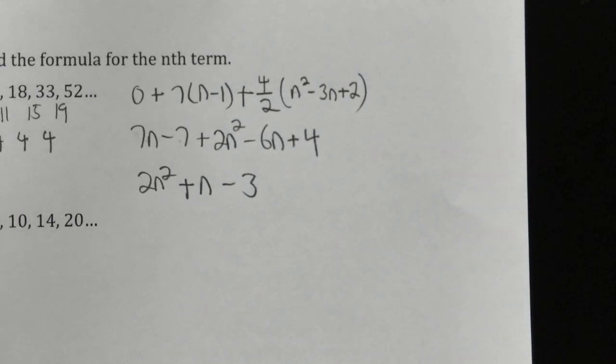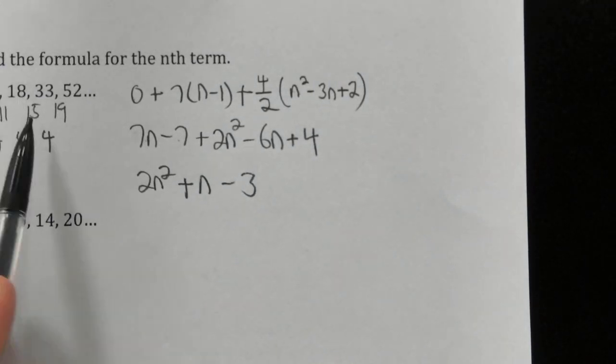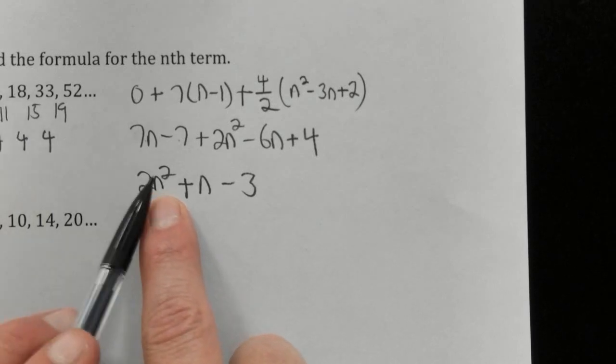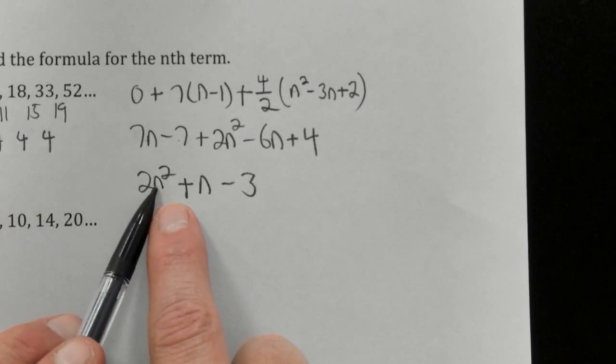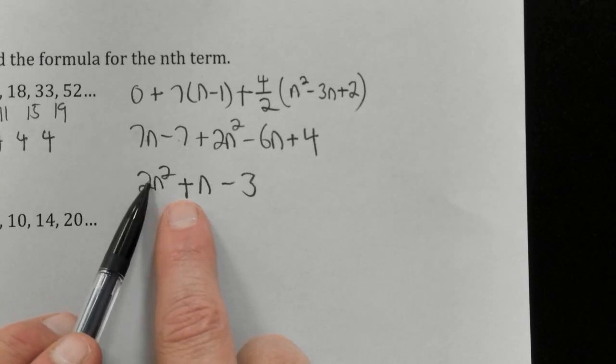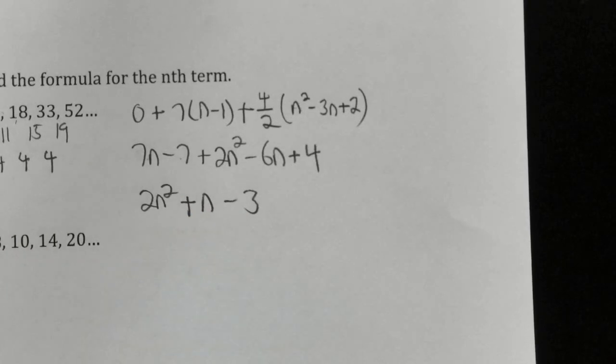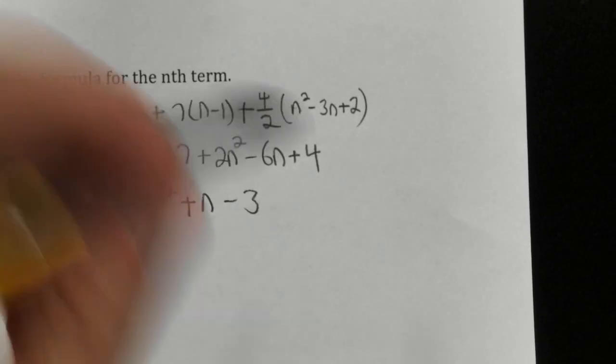If you want to make sure that it's correct, you can just double check. For example, the third term should be 18. 1, 2, 3. Let's plug 3 in here and see what we get. 3 squared is 9. 9 times 2 is 18. And then 3 minus 3 is 0. We get 18. If you wanted to double check the others, you could, but I'm pretty confident that that is the correct answer.